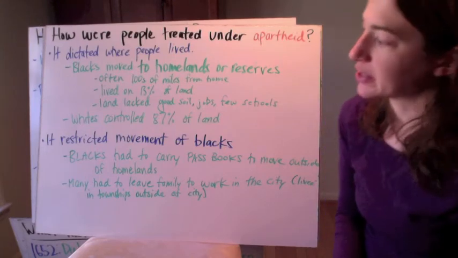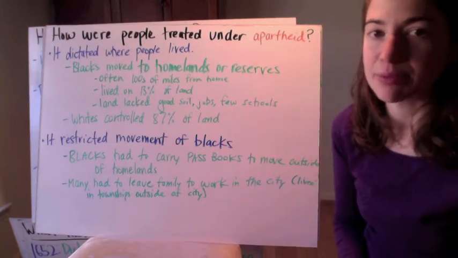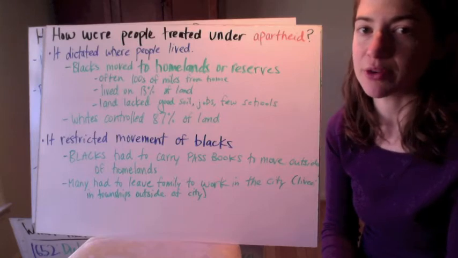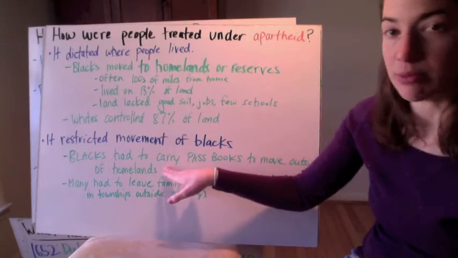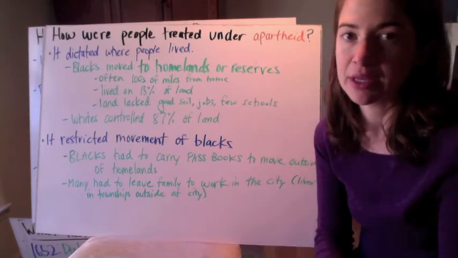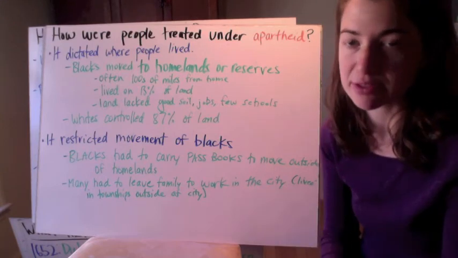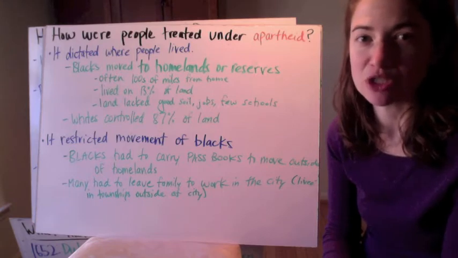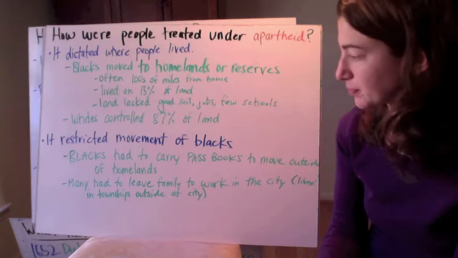The second thing that apartheid did was it restricted the movement of blacks. So blacks had to carry these passbooks with them, and we read Journey to Joburg, so you've heard about these passbooks, to move outside of their homelands. So if they wanted to go get a job in the city, if they wanted to visit their family who had a job in the city, if they wanted to do anything outside of where they lived, they had to get someone to sign their passbook to have permission to go there. And if they were caught without it, they could be arrested and jailed.